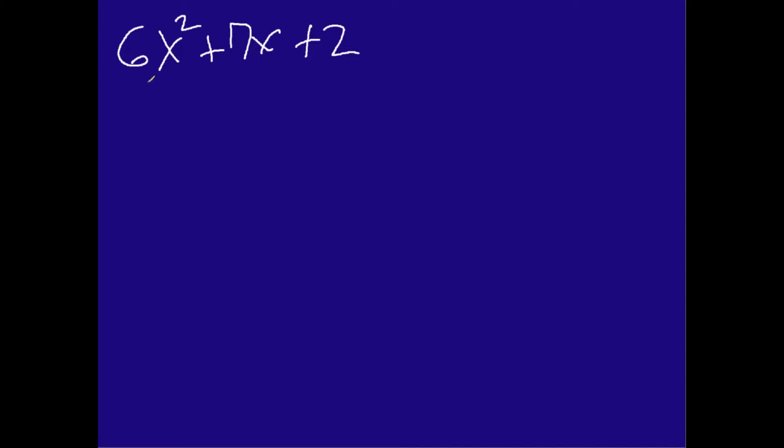Now, what we do here is, let's just say we have these three terms. 6x squared, we'll call this A. 7x, we'll call this B, and the constant 2, we'll call it C. What we can do is this: if we multiply A times C, in this situation, 6 times 2, which will equal 12.